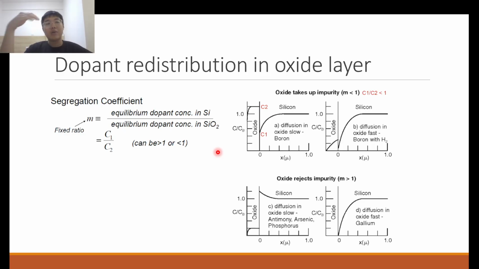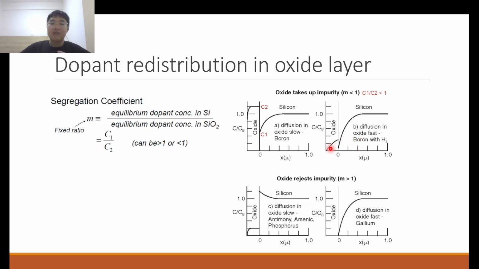One thing to note is that when we grow an oxide layer, the dopants present in the silicon below it can redistribute into the oxide layer. So we can define a segregation coefficient, m, that tells you at equilibrium the ratio of the dopant concentration in silicon to the dopant concentration in silicon dioxide. In the case where m is less than 1, it means that the dopant prefers to exist in the oxide. That means at equilibrium, the dopant concentration in the oxide layer is higher than in the silicon layer. So if the diffusion of the dopant through the oxide is not that fast, eventually a lot of dopants accumulate in the oxide layer.